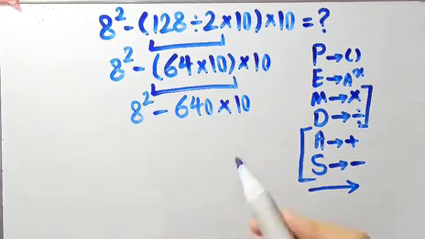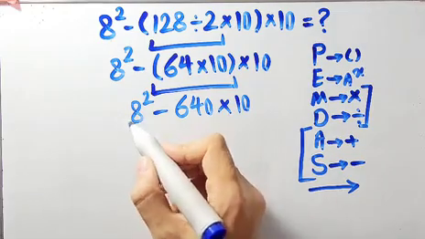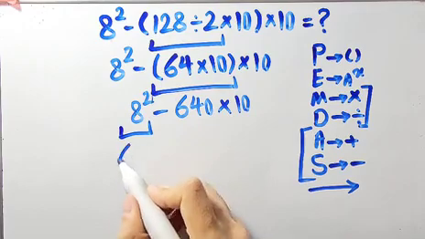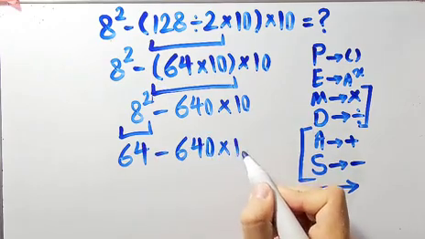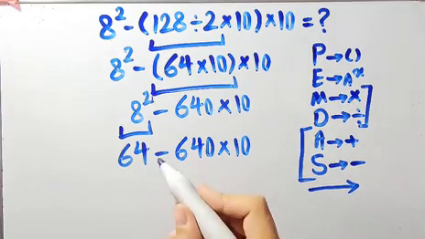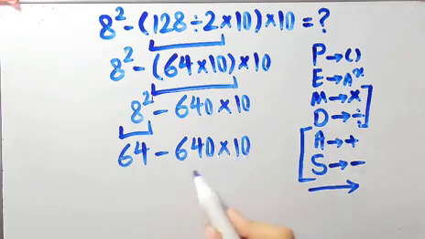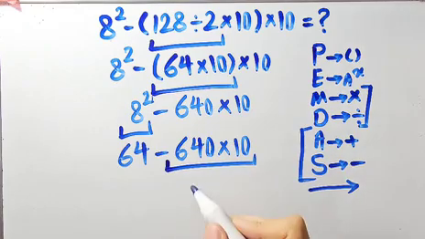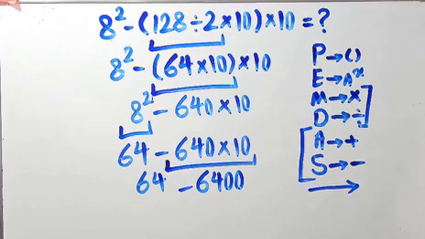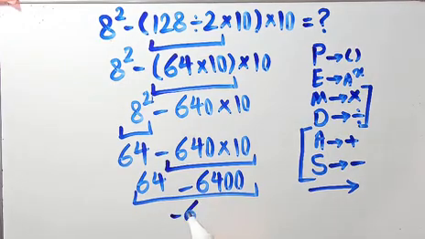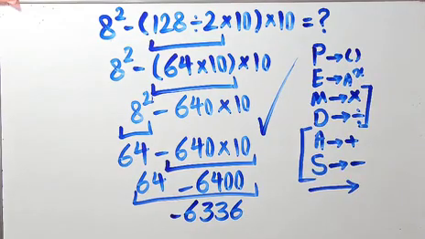Now we have exponent, subtraction and multiplication. In this step, we simplify this exponent. 8 to the power of 2 equals 64. Now we have 64 minus 640, then times 10. In this step, we have subtraction and multiplication. First, we simplify this multiplication because multiplication has higher priority than subtraction. Negative 640 times 10 equals negative 6,400. Now we have 64 minus 6,400. The final answer of this question equals negative 6,336.